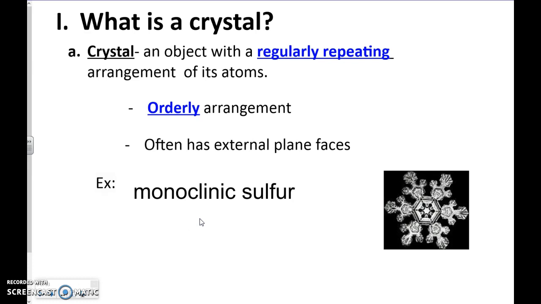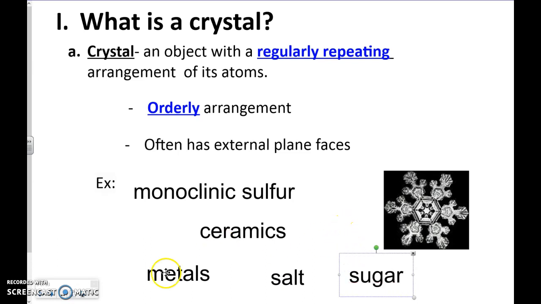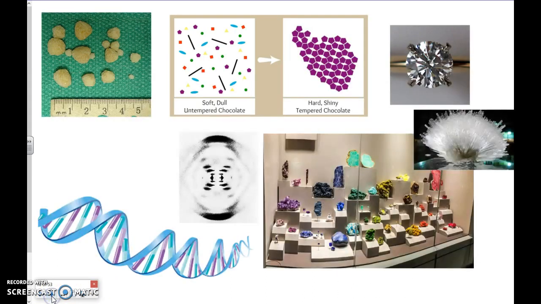Other examples, well, all ceramics have crystals. All metals have crystals. You saw my bismuth crystal, obviously, but there are some other things that you may know. Salt is a crystal. Sugar is a crystal, right? There are some other examples over here.